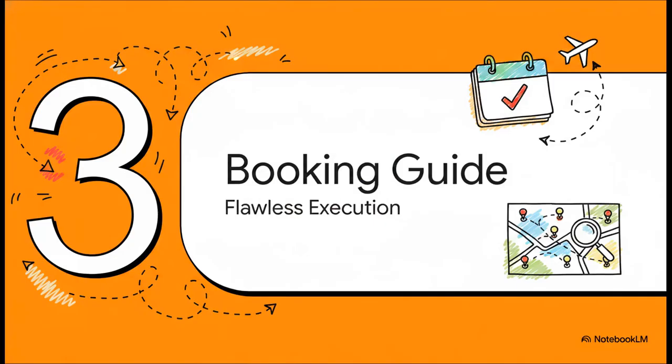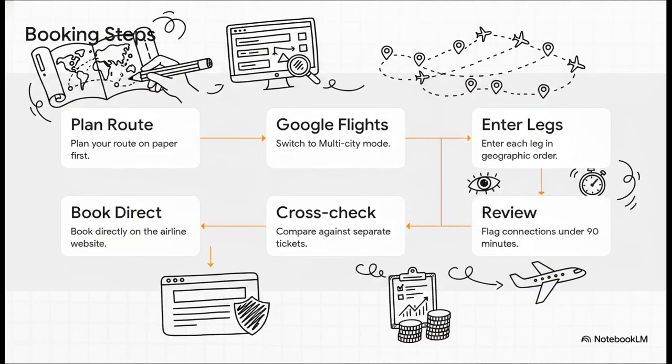All right, Section 3, Step-by-Step Booking Guide. Let's look at the execution. Here's your clean, manageable blueprint to build this out without a headache. Step 1, start analog. Literally, plan your route on paper so it actually makes geographic sense. Next, fire up Google Flights. Honestly, it's the best free tool out there for this, letting you string together up to 5 legs. Switch that dropdown from round trip to multi-city. Enter your legs in chronological order, review the connections carefully, and cross-check those costs.